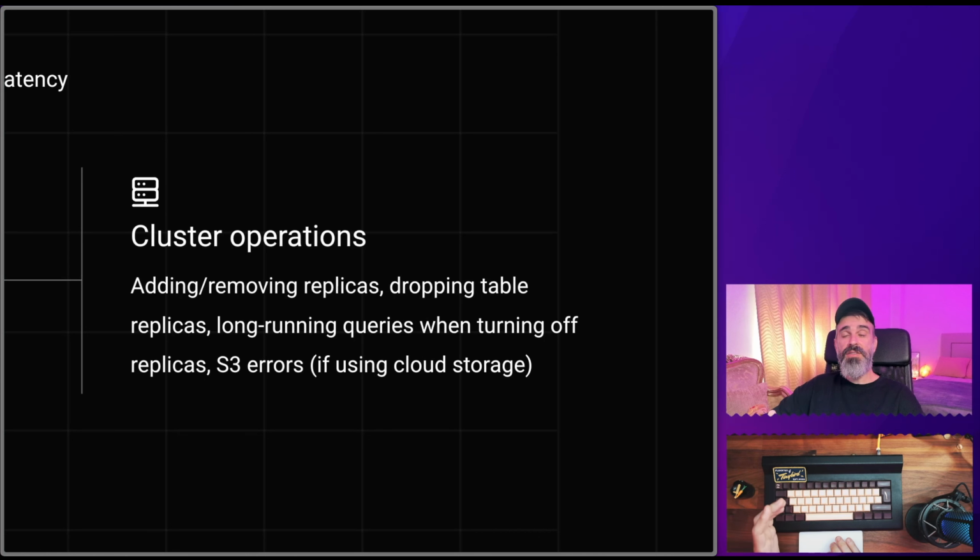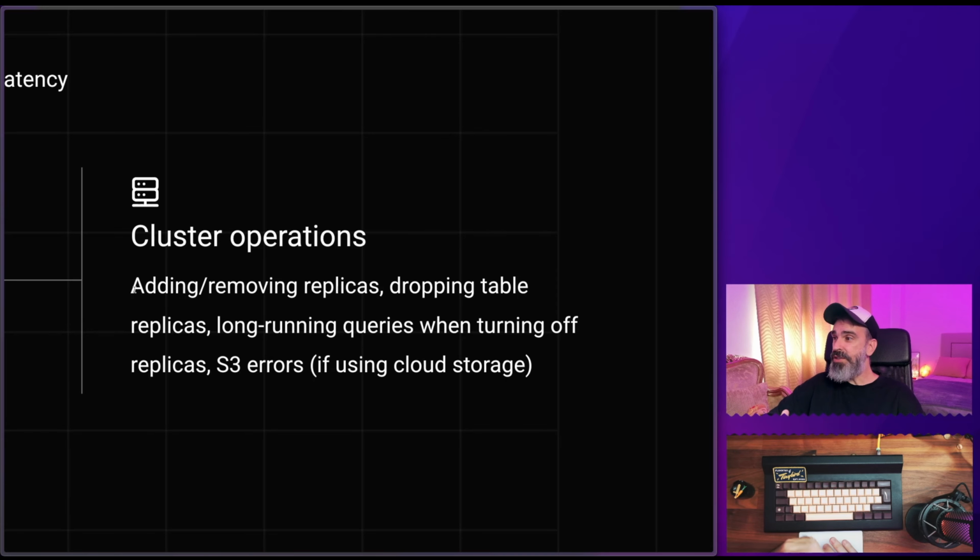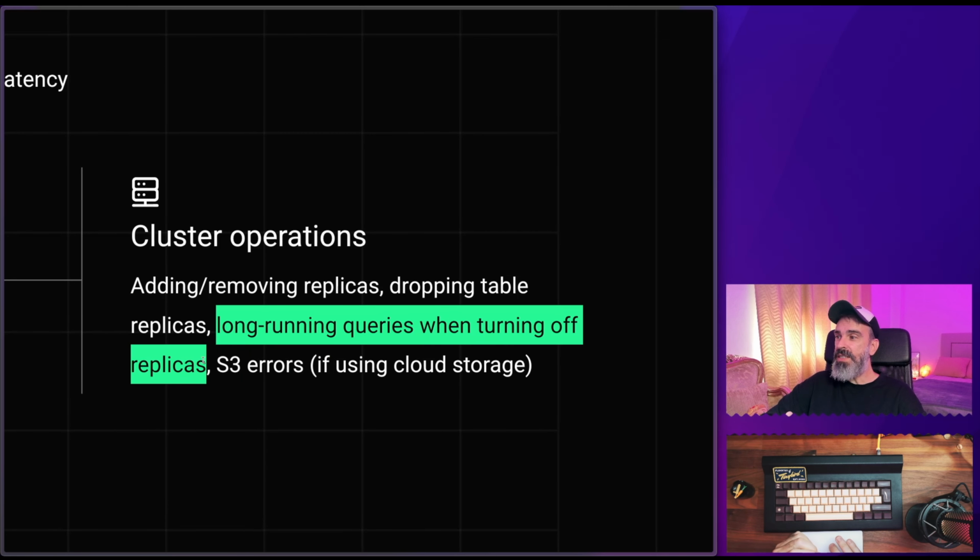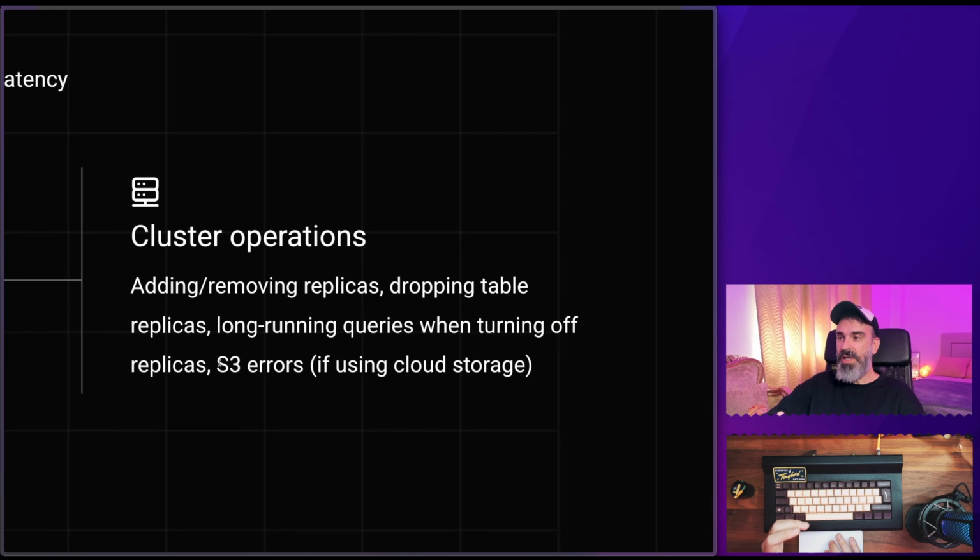And ClickHouse clusters are not static. They need to adapt to the load. So you're going to do some of these operations, adding and removing replicas, dropping tables. You may have long-running queries when turning off replicas, and maybe you cannot do that. You may have S3 errors you have to monitor. So there is a complex set of operations you have to do, and you need to take into account what's going on in the cluster at that time.